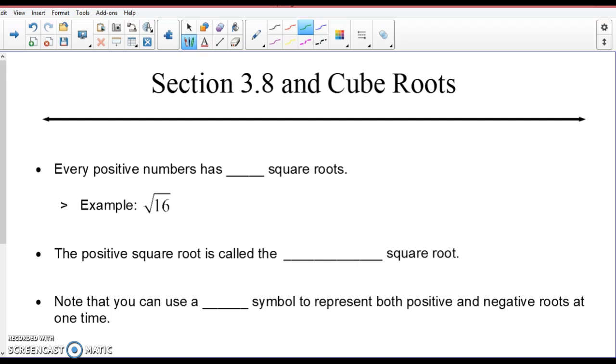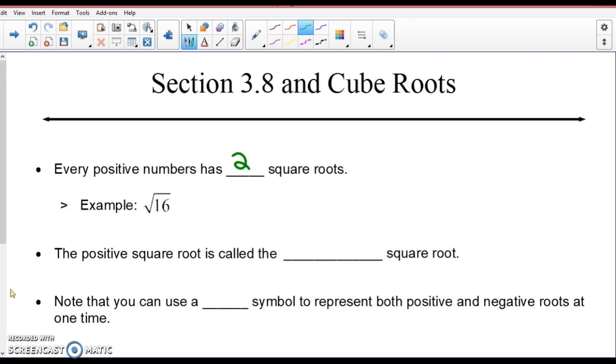All right. Section 3.8. This is a review. Every positive number has two square roots. Two square roots. This is going on your regular paper.